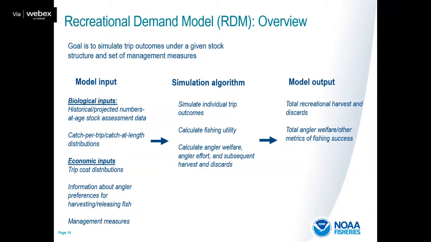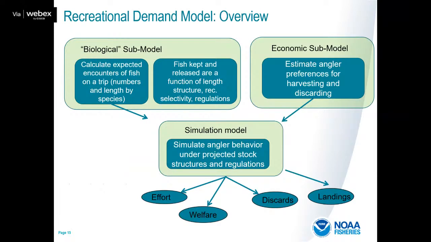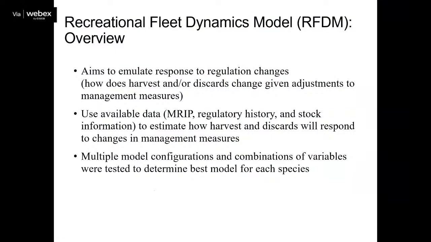The output is just summing that all together to give you, for example, total harvest across the whole region or at a state level. I think with that, I'll move to the next slide, which is just an illustration of how that works. This is similar information, just visually illustrating it a little differently.